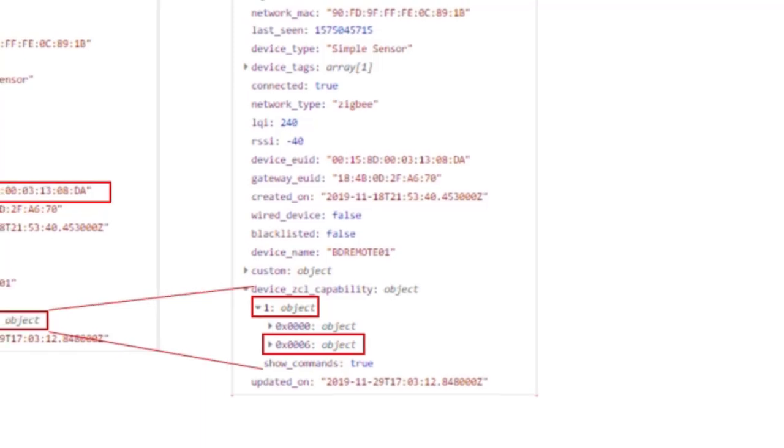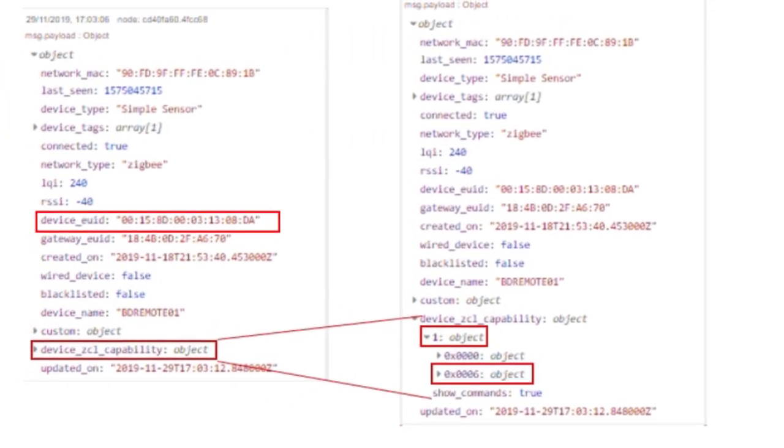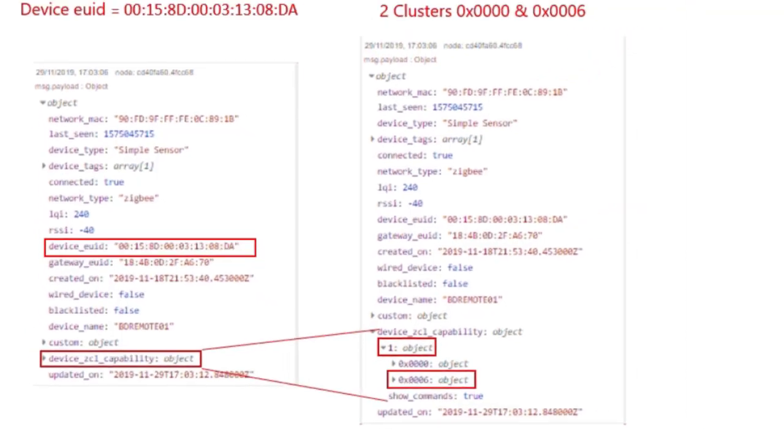And we may have multiple endpoints. So as we add more capabilities, we may have more endpoints within a single device, but this device only has a single endpoint and it's reporting two clusters. So we have a cluster 0000, which is our basic cluster, and a cluster 0006, which is our on-off cluster. So this particular sensor is actually providing us with a door or a contact state using the cluster 06.